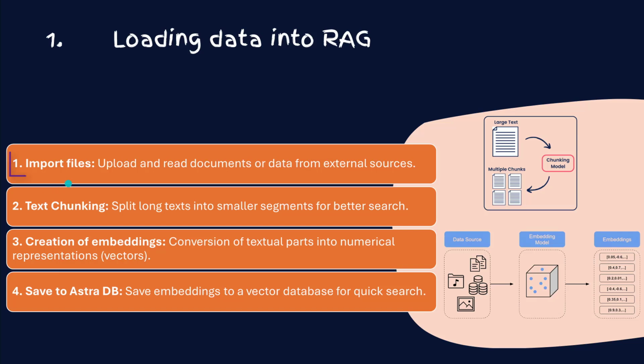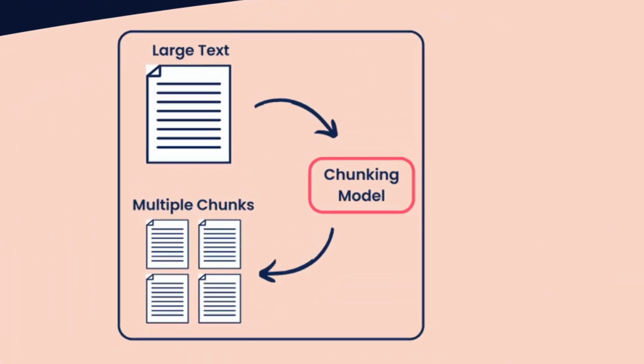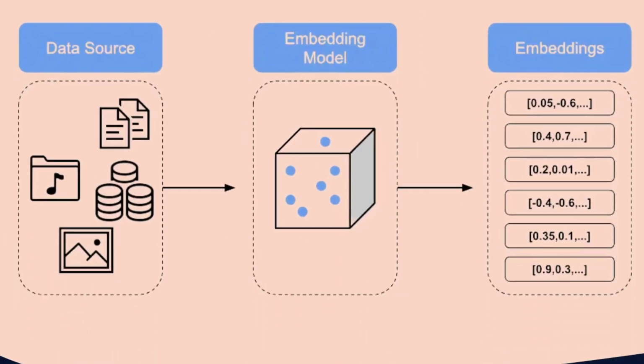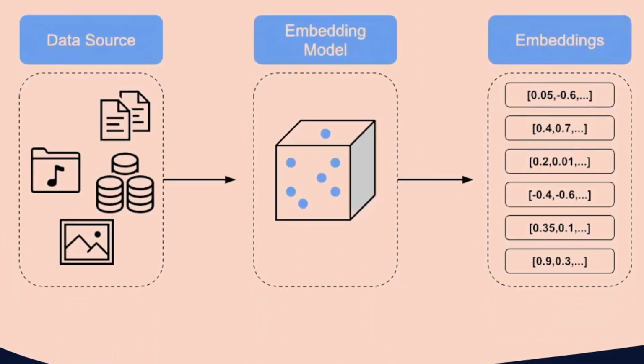So the first step is to import, for example, files: upload and read documents or data from external sources. The second is text chunking, which means to split long texts into smaller segments for better search. The third step is the creation of embeddings, which means conversion of text into numerical representation, into vectors.